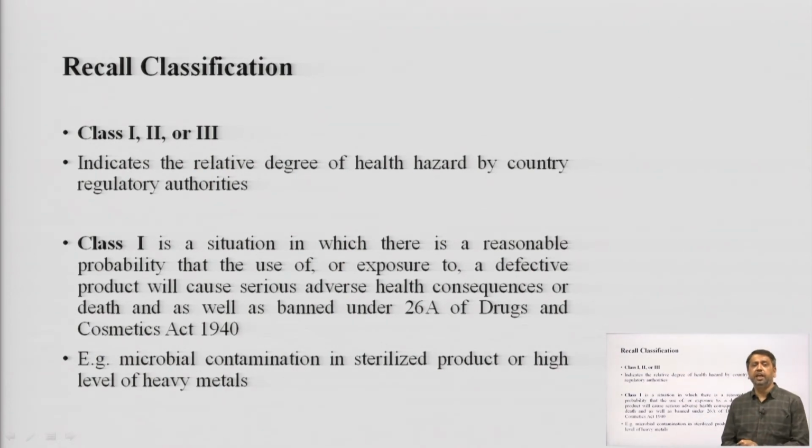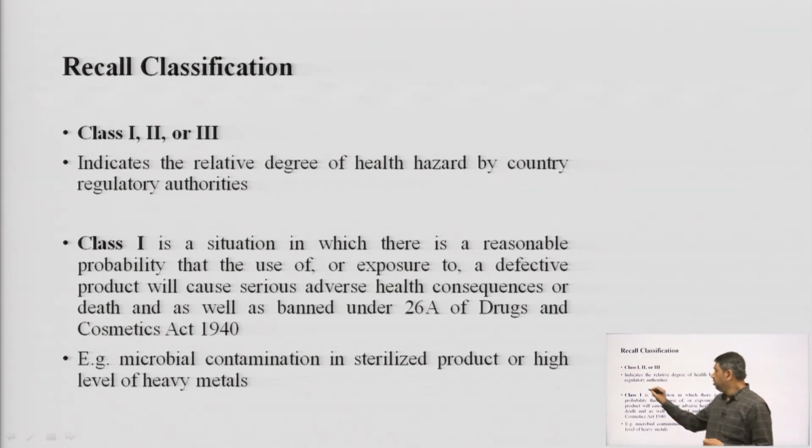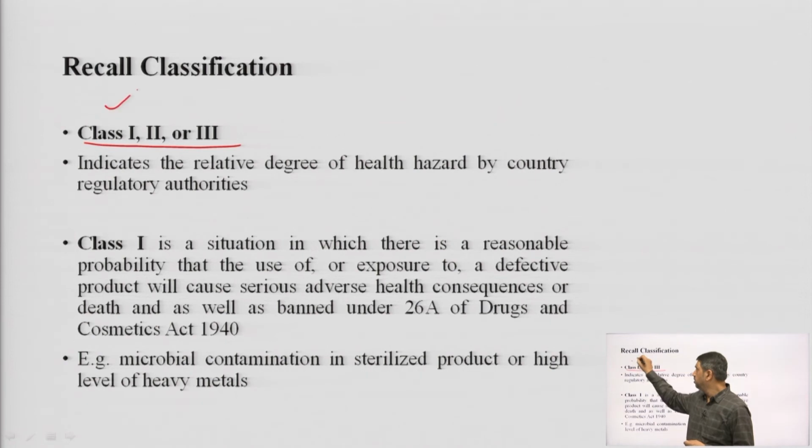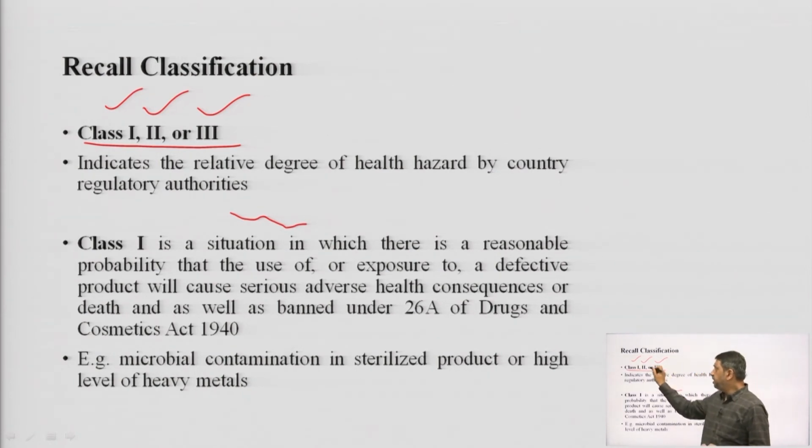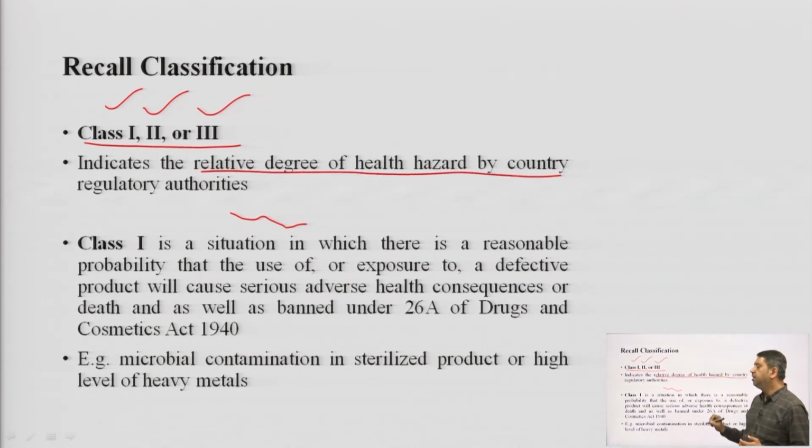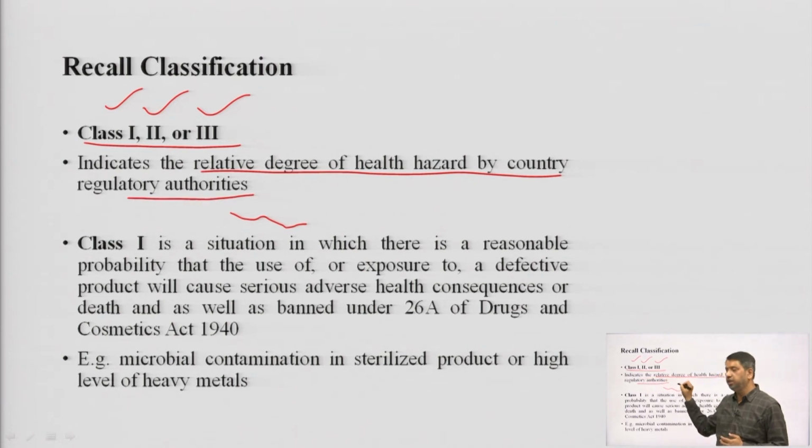Now the next thing is the recall classification. There are basically three different types of classification: class 1, class 2 and class 3. This classification is based on the relative degree of health hazard, as determined by country regulatory authorities. So, let us understand these levels of recall one by one.